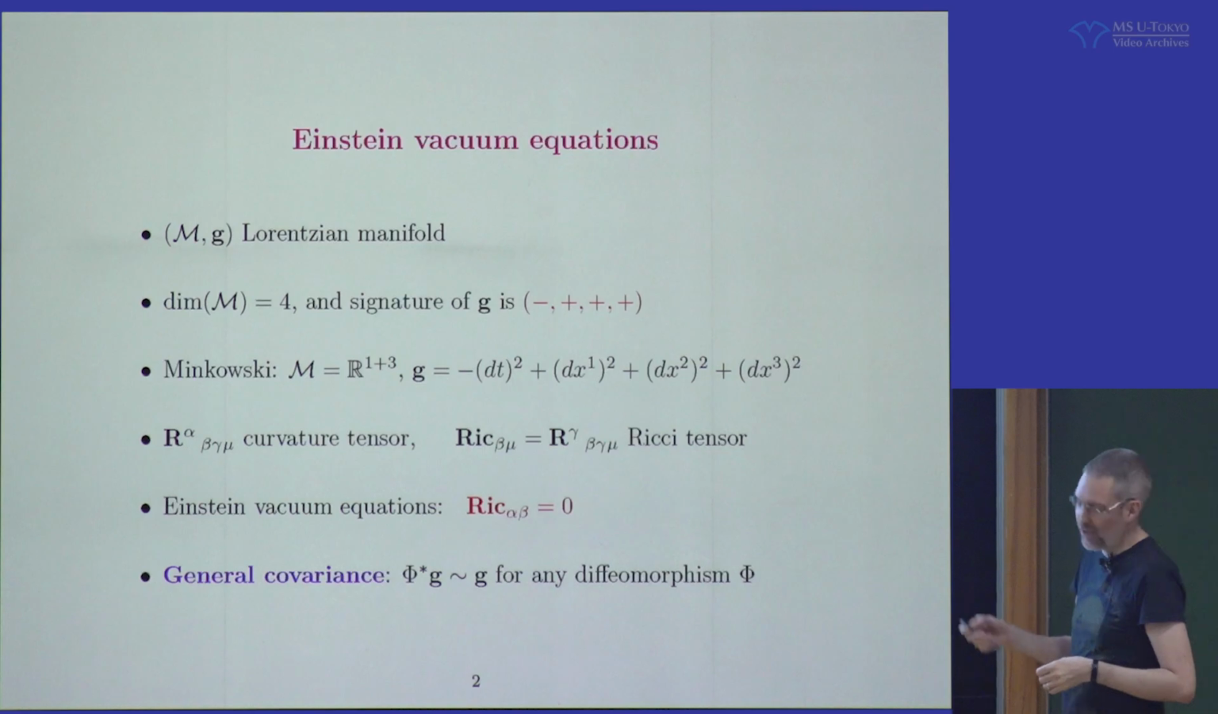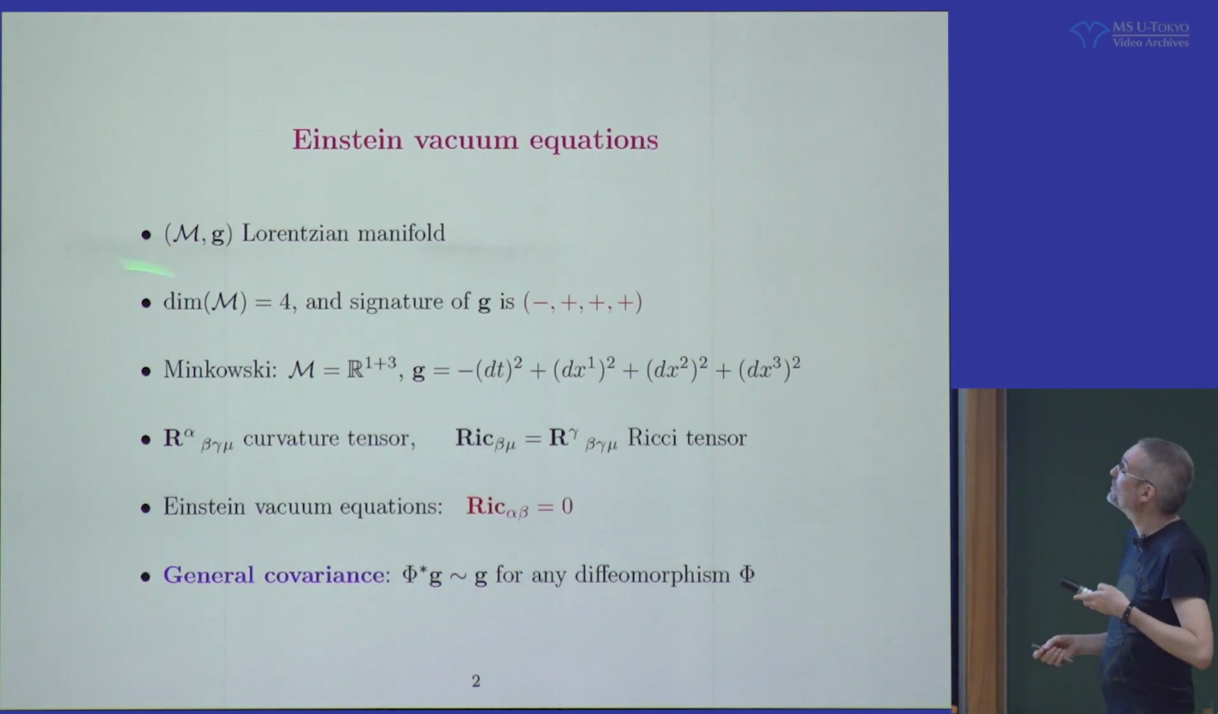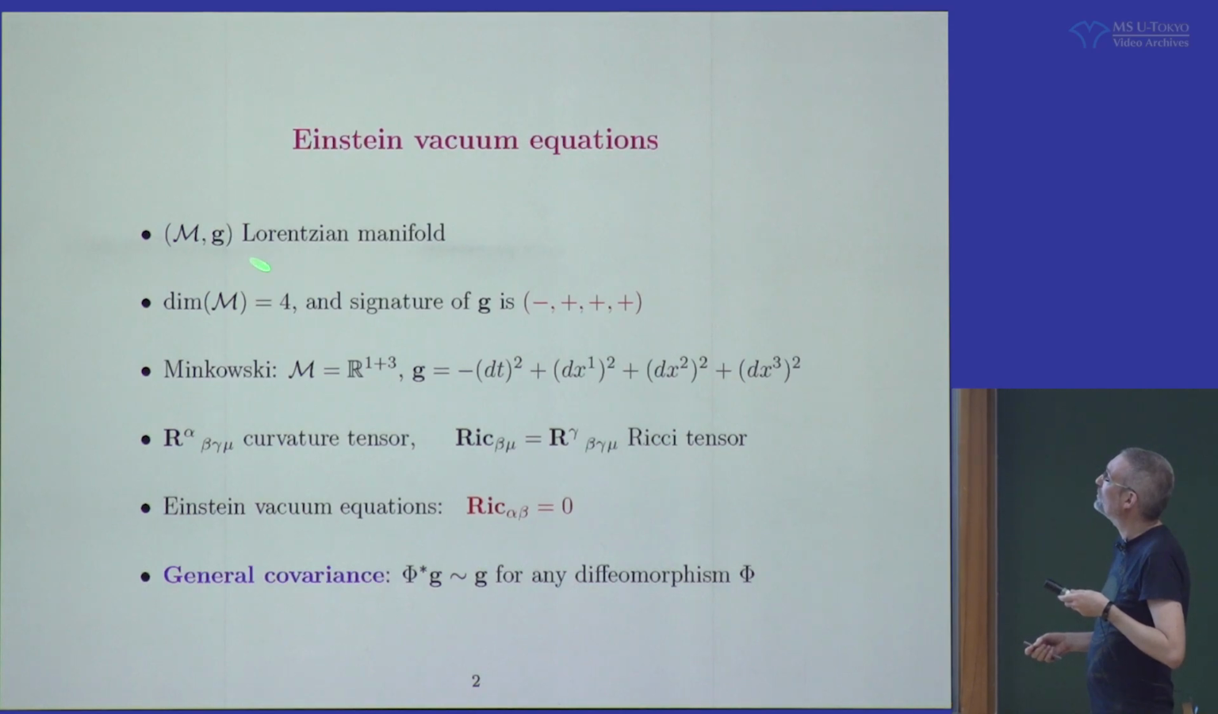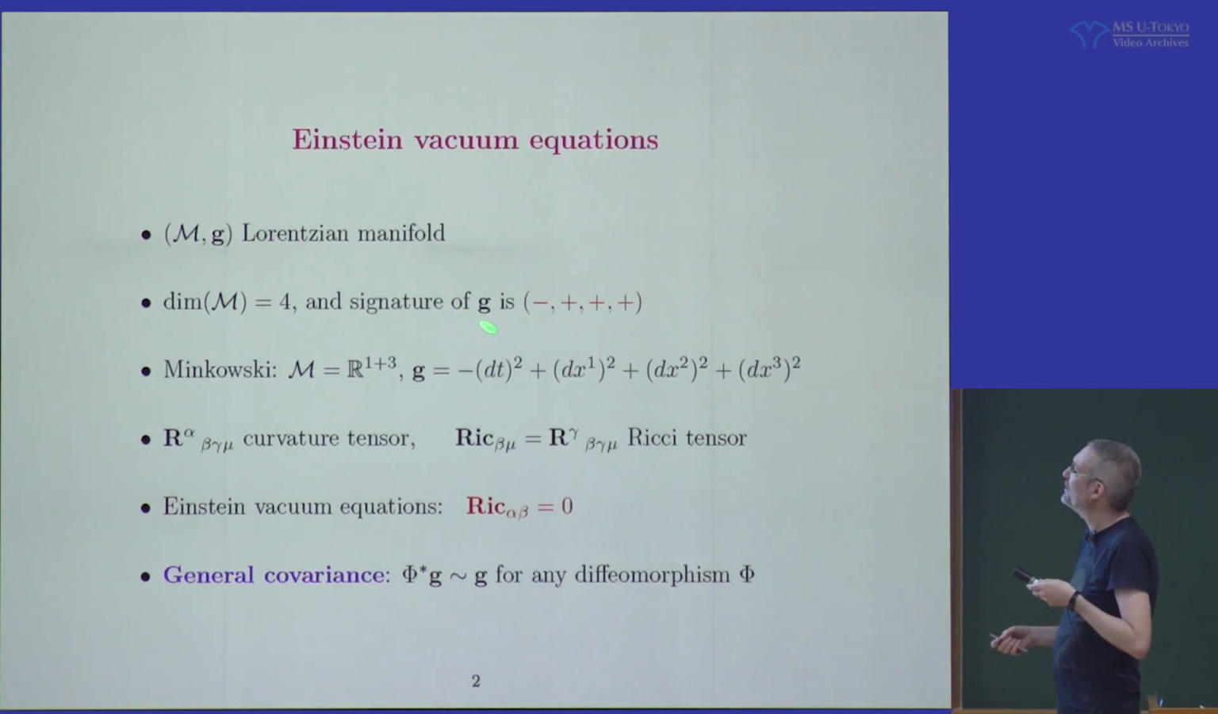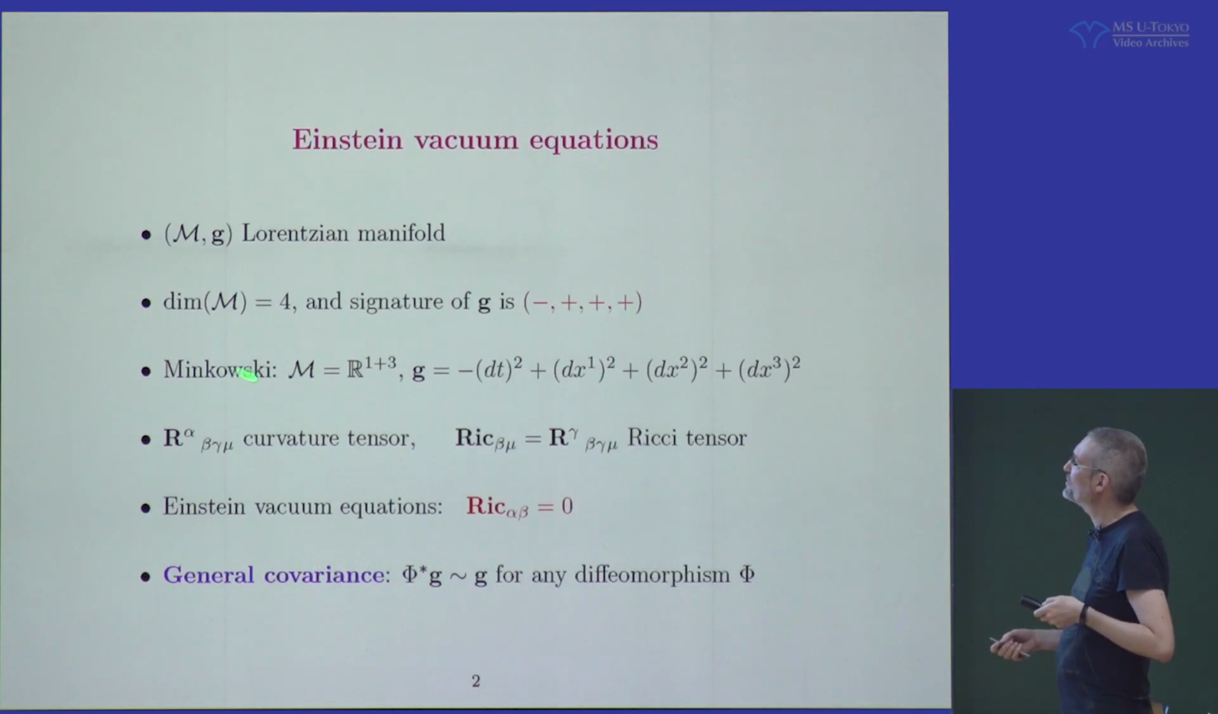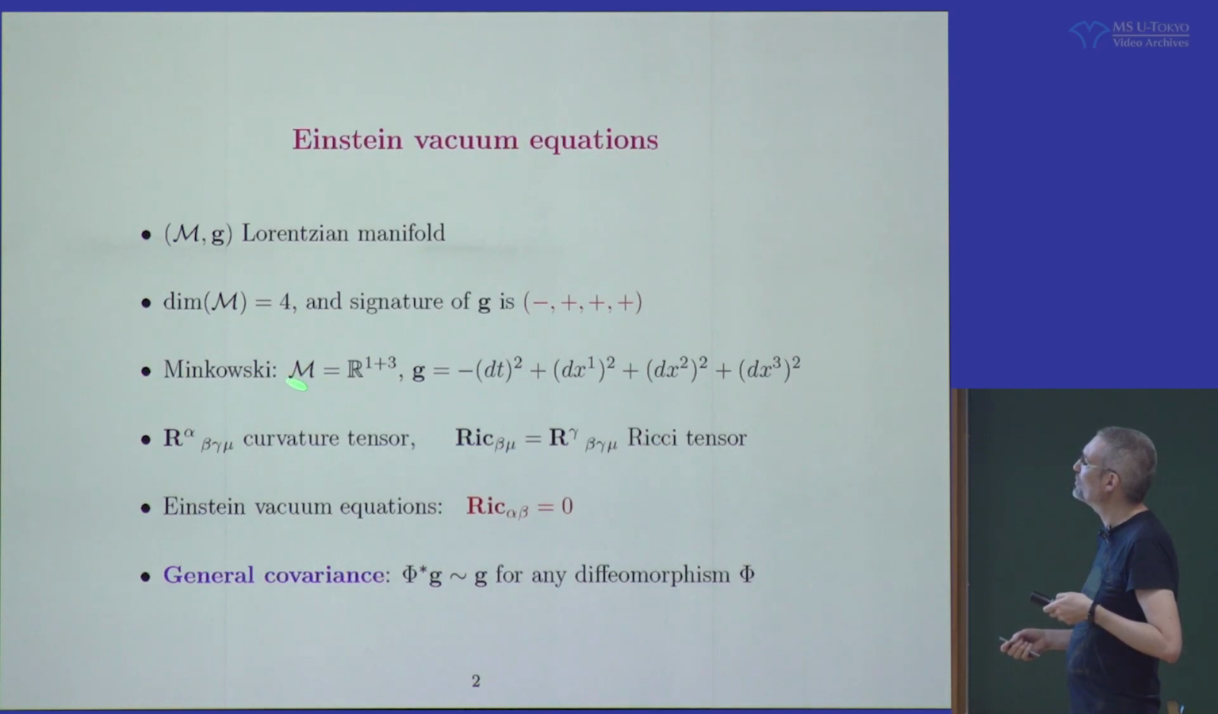So my main object will always be a Lorentzian manifold (M, g). Here M is my manifold. It will always have dimension 4, 1 for time and 3 for space. So this is the physical dimension. And the Lorentzian metric g will have signature minus, plus, plus, plus. And of course, the simplest example of such a metric is the Minkowski metric, which is the flat case in Lorentzian geometry. So the manifold M is R^{1+3}. And the Minkowski metric in Cartesian coordinates is given by minus dt squared plus dx1 squared plus dx2 squared plus dx3 squared.